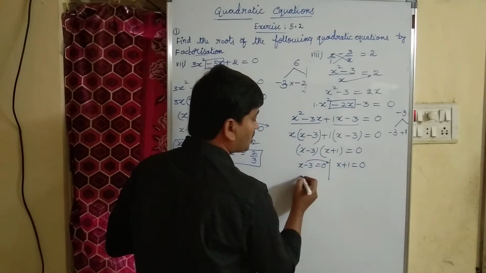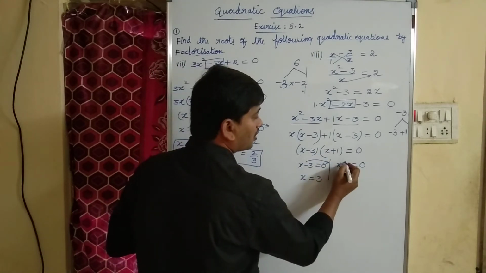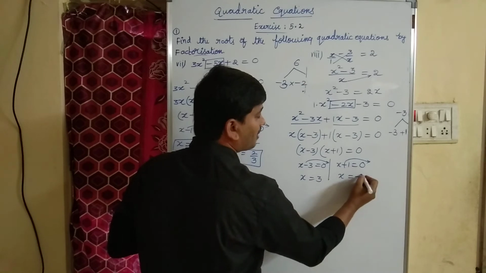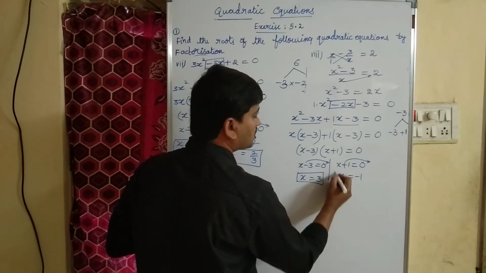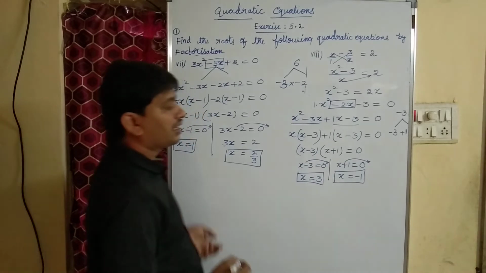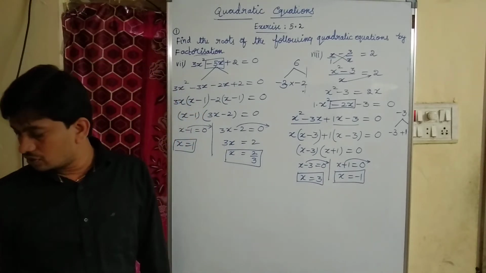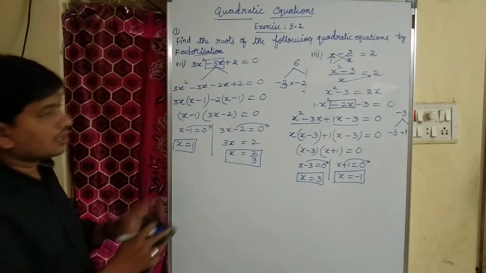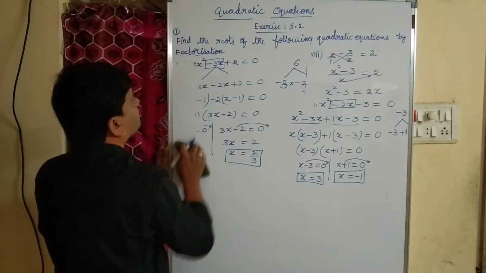Minus 3 you transpose, you will get plus 3. Plus 1 you transpose, you will get minus 1. So what are the possible factors? The possible factors are x equal to 3 and x equal to minus 1. Okay, that is our eighth problem.